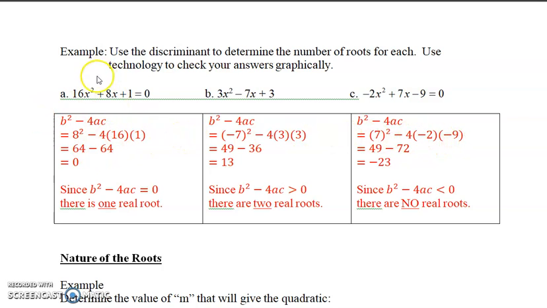In the first one, we have 16x squared plus 8x plus 1. It says use the discriminant to determine the number of roots for each, and use technology to check your answers graphically. We put it in: 8 squared minus 4 times 16 times 1, which is 64 minus 64, which is 0. Since b squared minus 4ac is equal to 0, there's only one real root.